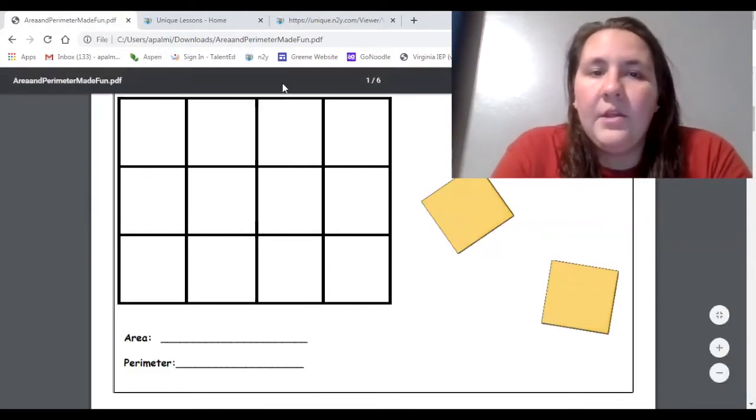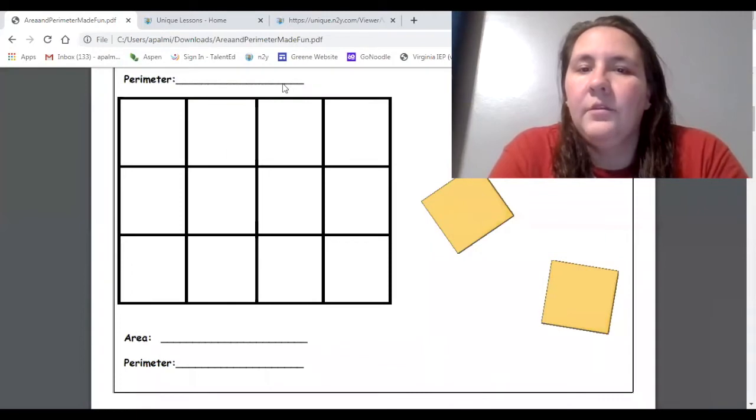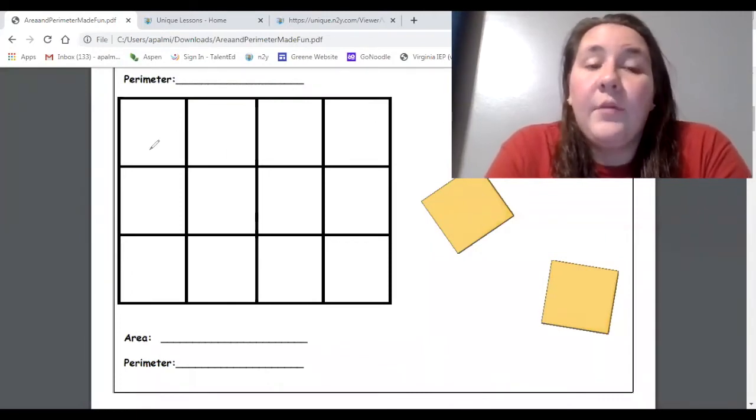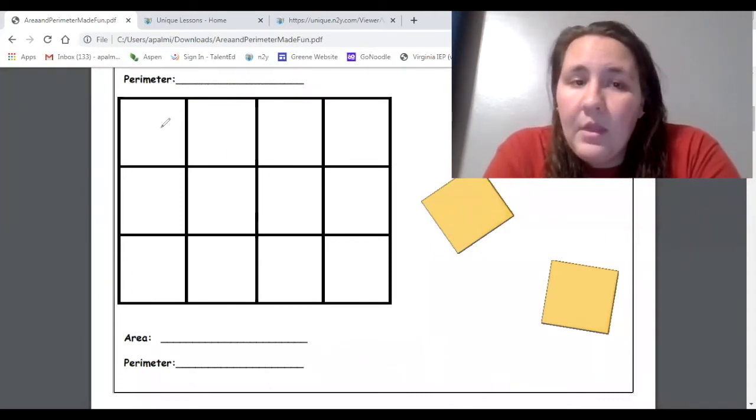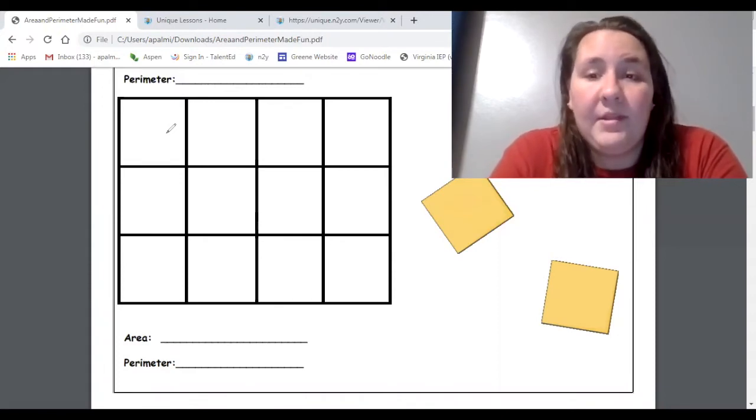Beautiful job. Area is on the inside. So I'm going to use my marker. I'm going to change up the color for this lesson. I'm going to use my marker and count all the spots on the inside. And remember, as we count, we're going to put a dot so we know that we got that square so we don't miss any, okay?